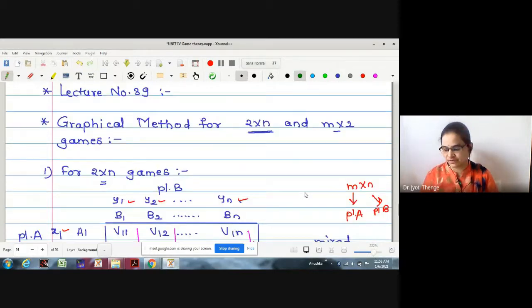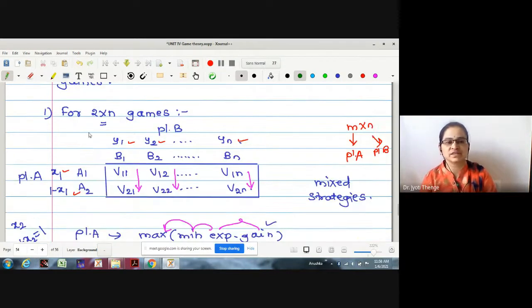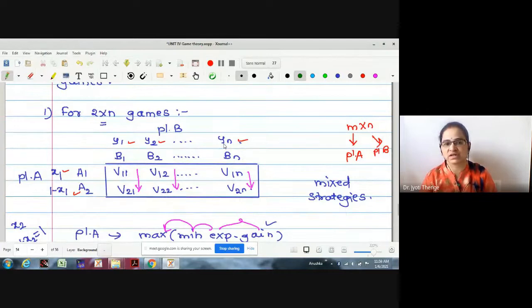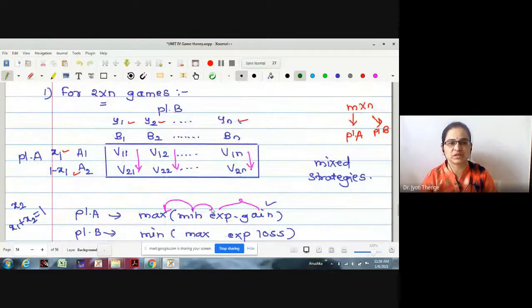In the last lecture, we started the graphical method for problems of the type 2 by n and m by 2 games. We have seen the first methodology for 2 by n games. For 2 by n games, it means the payoff matrix is of order 2 by n. That is, player A has two activities and player B has in all n activities. Here we have written the probabilities for playing every activity by both players, as it is a game of not pure strategy, that is, a game with mixed strategy without saddle point. That's why we were following this methodology, right?